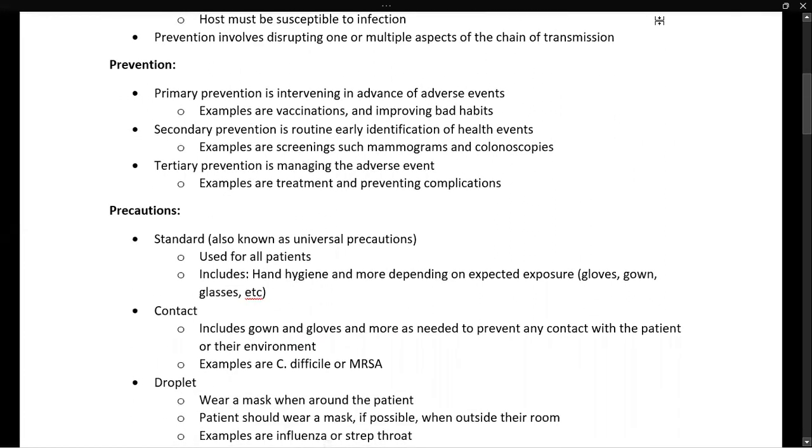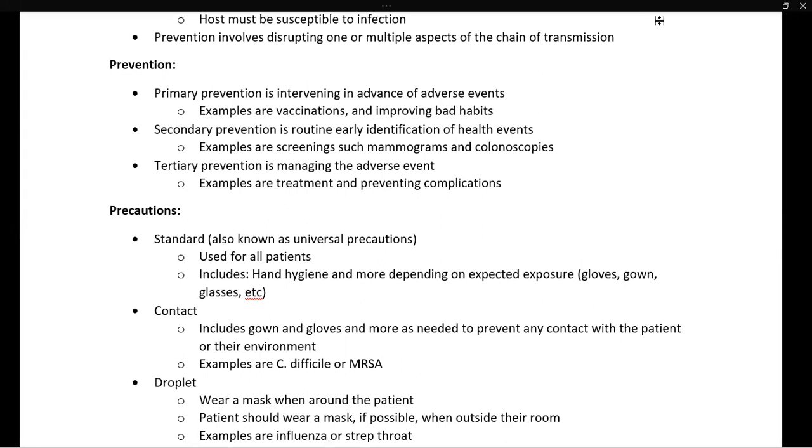The first one is primary prevention, and this is intervening in advance of any adverse event, such as an illness. Examples of this are vaccinations, improving adverse habits, and other such interventions. Secondary prevention is the routine and early identification of health events. This includes such things as screenings for mammograms and colonoscopies, taking your blood pressure, and many others.